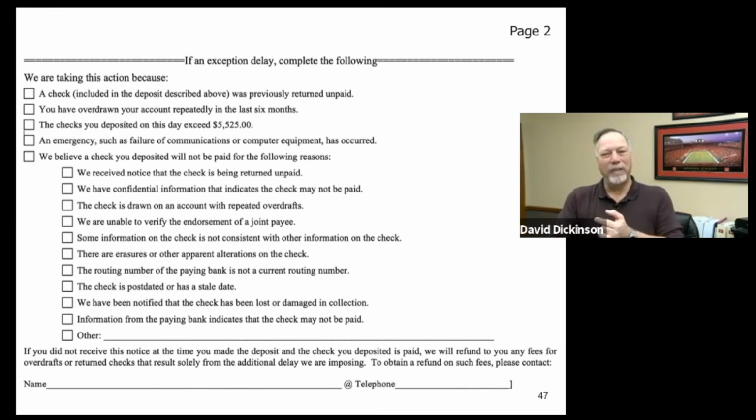Now look at the next 3 or 4 here. We're unable to verify the endorsement. Some information is inconsistent, or like they wrote out something different than what is in the numbers. It doesn't match up. There's erasures or alterations. Routing numbers not current. Listen, I would refuse those. I wouldn't even take those. Why would you take it and say, oh, we're still going to honor this in 7 days? Instead, I would refuse those checks. Tell them to go back and get it done again if there's erasures or alterations, or maybe you can place it for collection.